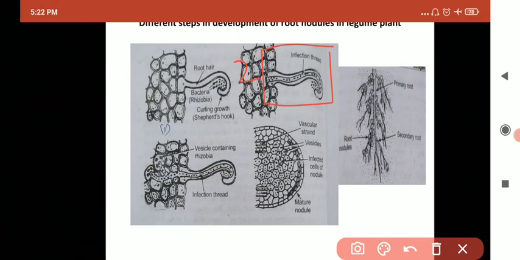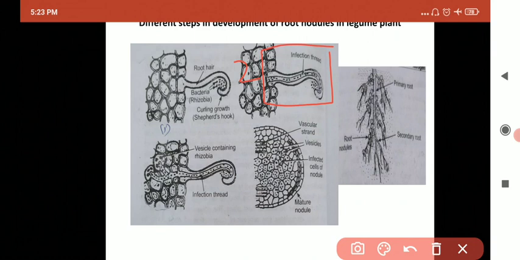Now in this step, the lectin and nod factor interaction includes curling of root hair around rhizobia, and at these regions the cell wall of root hairs degrades in response to the nod factor, and immediately the rhizobia enters into the root hair and their invagination in the plasma membrane forms an infection thread, which we can see in this diagram.